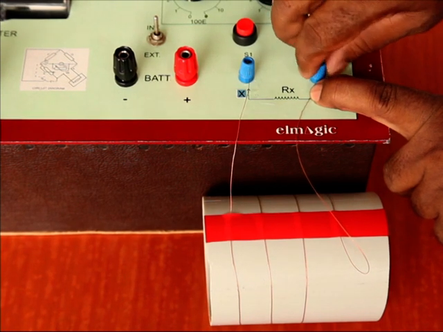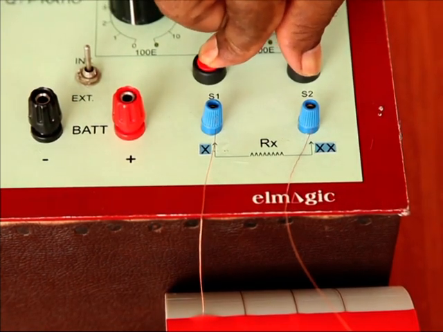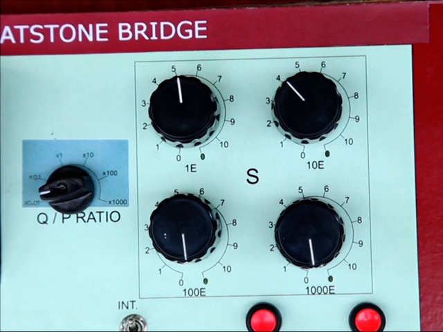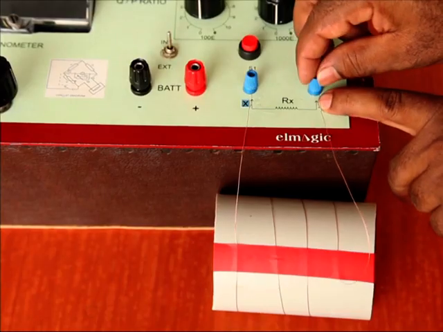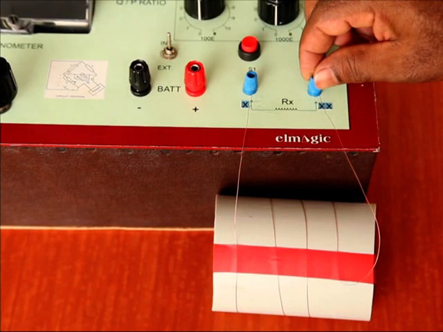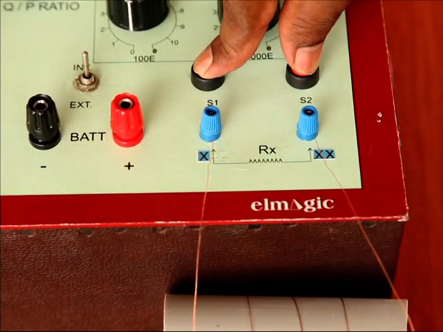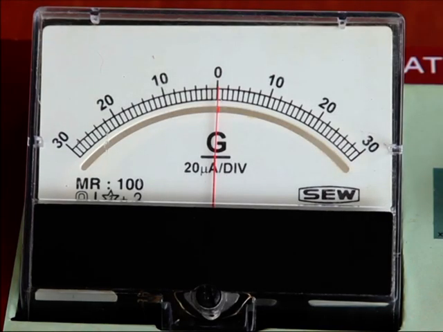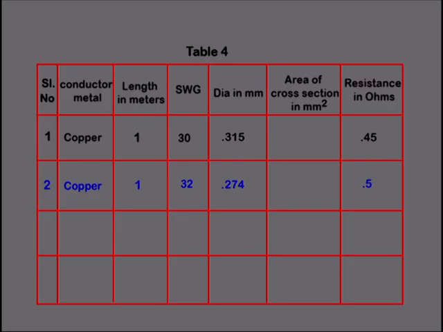Connect the Wheatstone Bridge terminals X and XX to the copper wire of the gauge 30 SWG. 4. Measure the resistance between the ends and enter the values in Table 4. Connect the Wheatstone Bridge terminals to the copper wire of the gauge 32 SWG. Measure the resistance between the ends, and enter the values in Table 4.